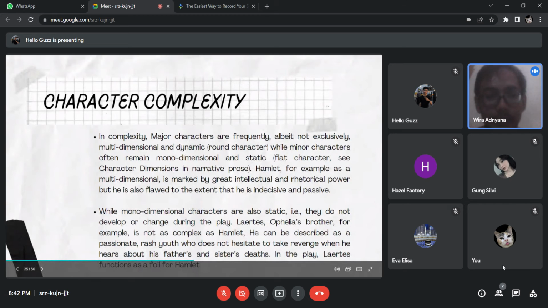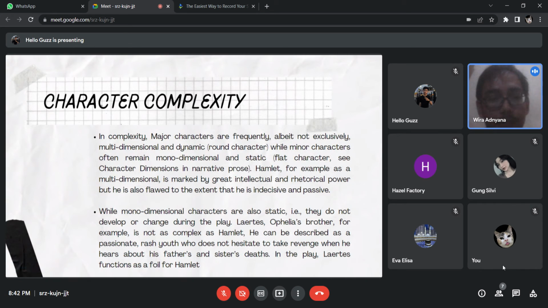Then we move to character complexity. Major characters are frequently, albeit not exclusively, multidimensional and dynamic, or round characters, while minor characters often remain monodimensional and static, or flat characters. See character dimension in narrative prose. Hamlet, for example, as a multidimensional character, is marked by great intellectual and rhetorical power, but he is also flawed to the extent that he is indecisive and passive, while monodimensional characters are also static. They do not develop or change during the play.